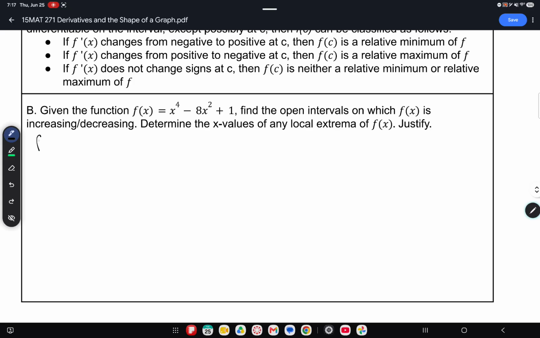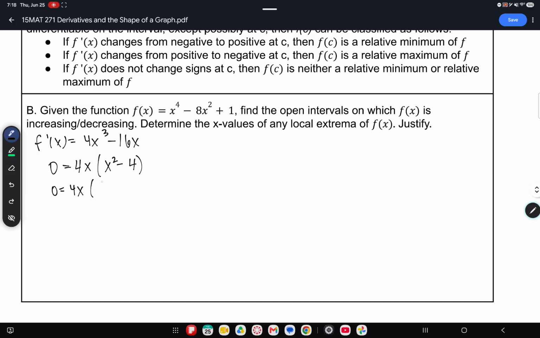So, all right, we need a derivative first. So it's going to be 4x cubed minus 16x. I want to find my critical number, so I want to set it equal to 0. And I'm going to take a GCF out. So 4x, and I'm left with x squared minus 4.